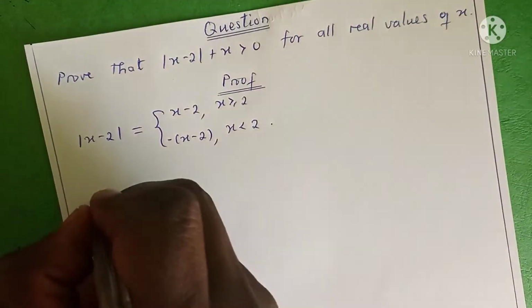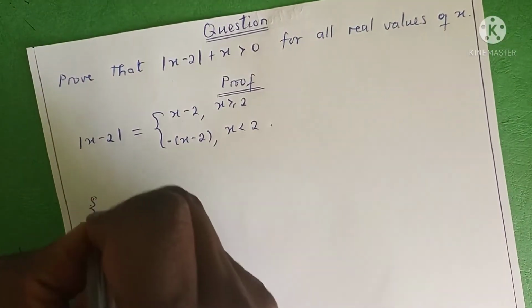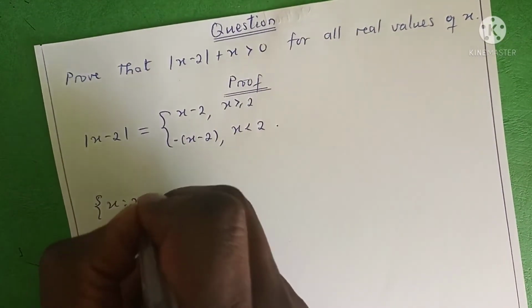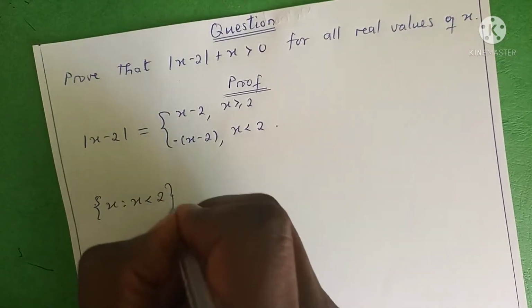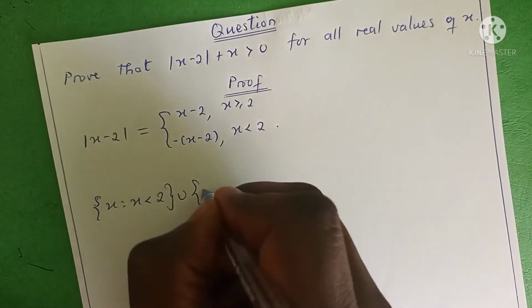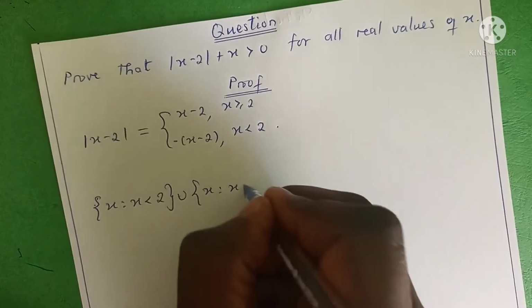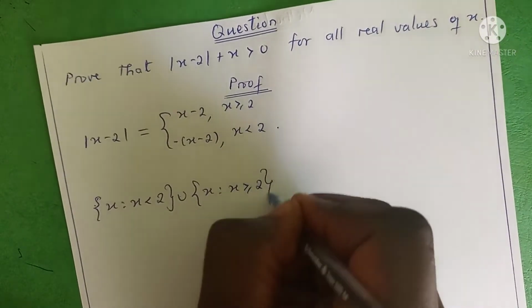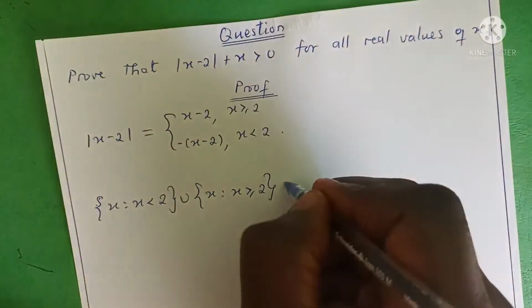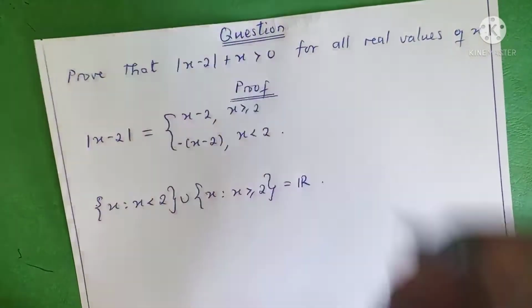And notice that the set of x such that x is less than 2, union the set of x such that x is greater than or equal to 2, that's the complement of the first set, is equal to the set of real numbers.